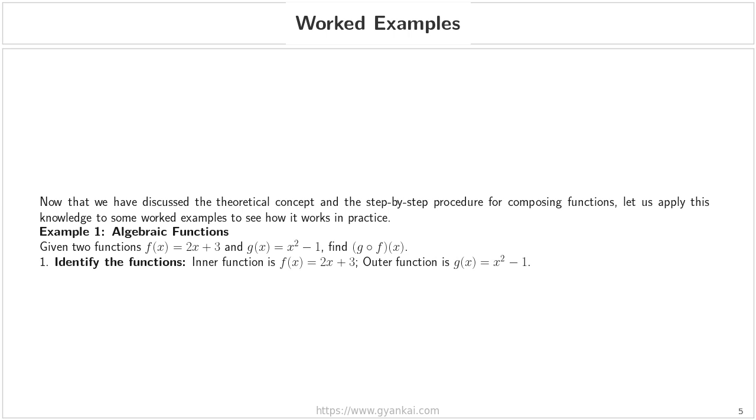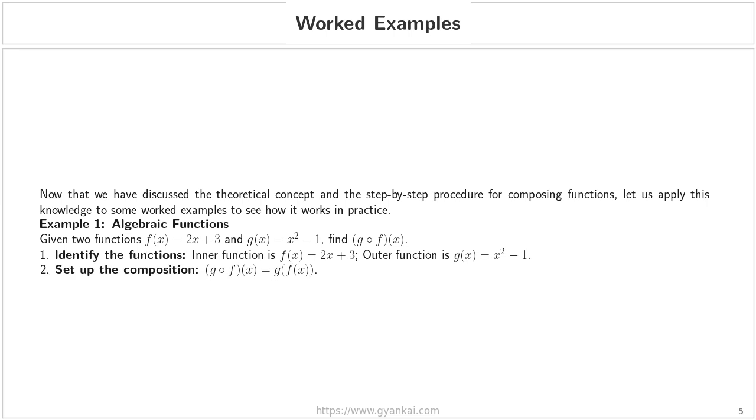Following the procedure we established in the previous slide, we start with step 1, identifying the functions. In the expression g composed with f of x, the function f of x is our inner function, which is 2x plus 3, and g of x is our outer function, which is x squared minus 1.